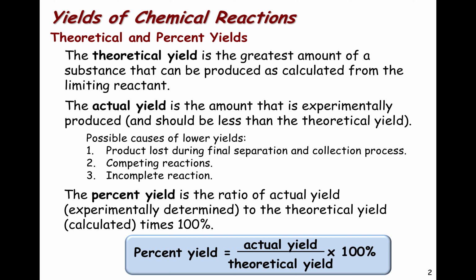So, in the final situation, then, we can combine these two pieces of information to come up with a so-called percent yield. The percent yield is calculated by taking the actual yield and dividing by the theoretical yield to come up with a fraction, which then multiplied by 100 gives you your percentage. And, of course, in an ideal world, percent yield would be 100%.